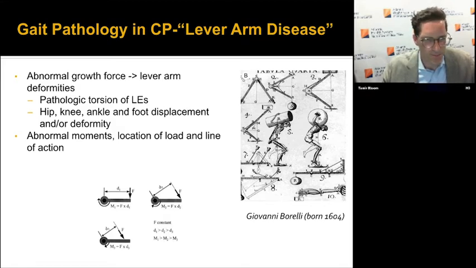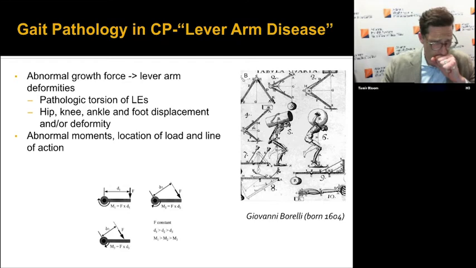And the second part is that the growing skeleton in someone that has cerebral palsy can start to deform because the muscles apply forces to these growing bones, and the bones respond. And so with abnormal muscle forces, you can have bones that twist pathologically, particularly in the lower extremities because of the effect of gravity, and you can have displacement or malalignment at the three main joints of the lower extremity, the hip, knee, and ankle, as well as multiple deformities or displacements of the foot.